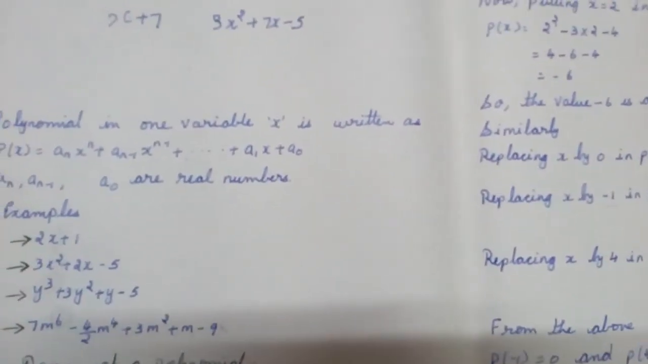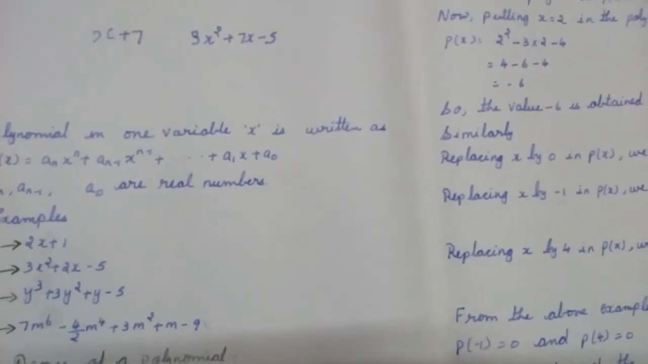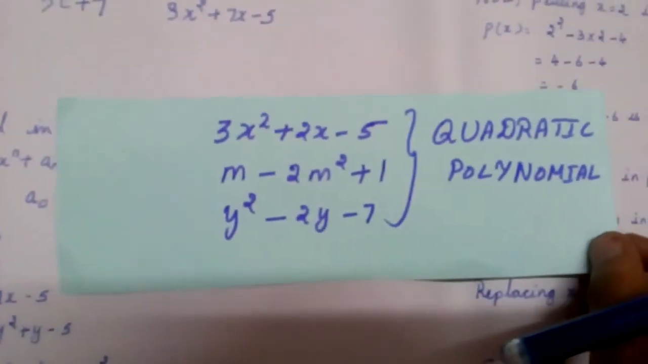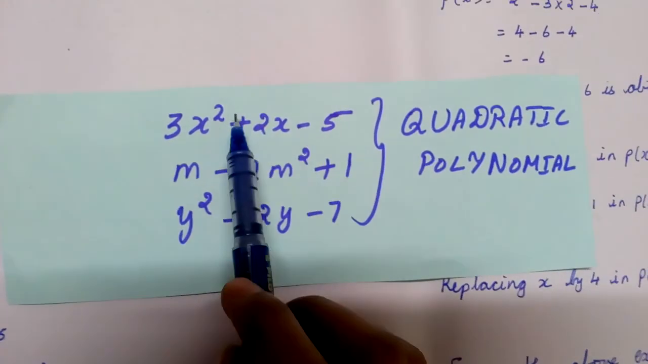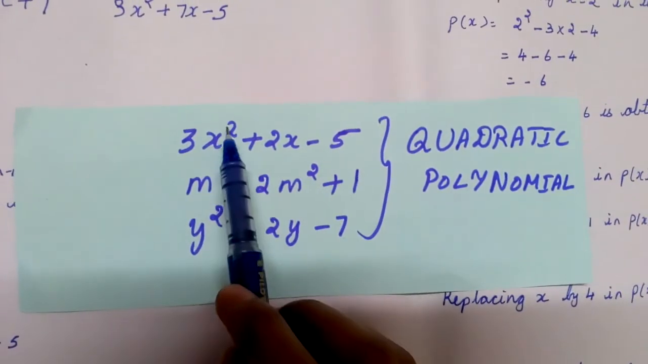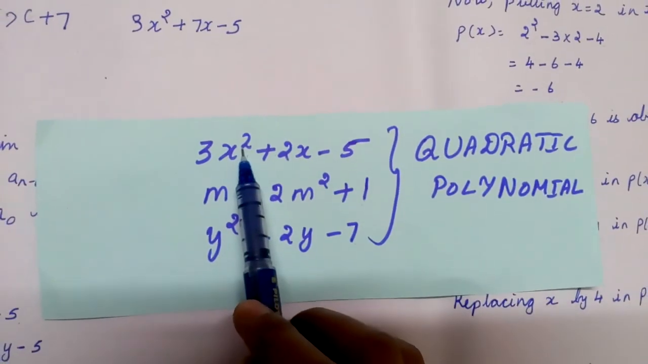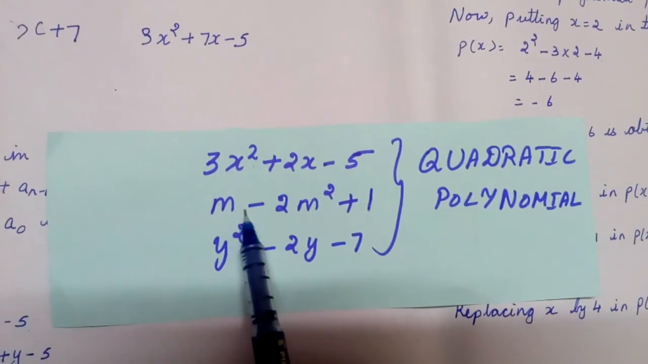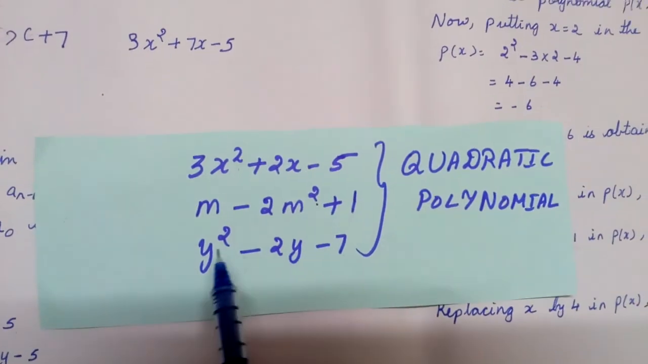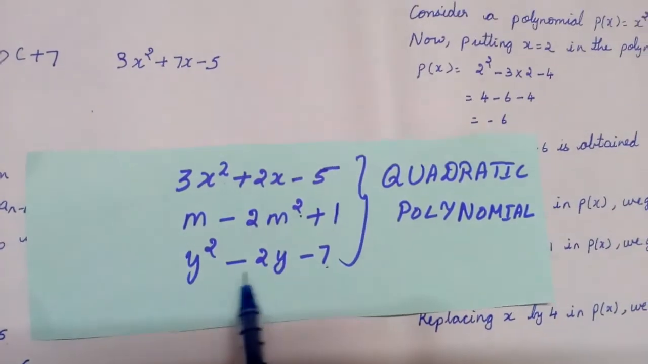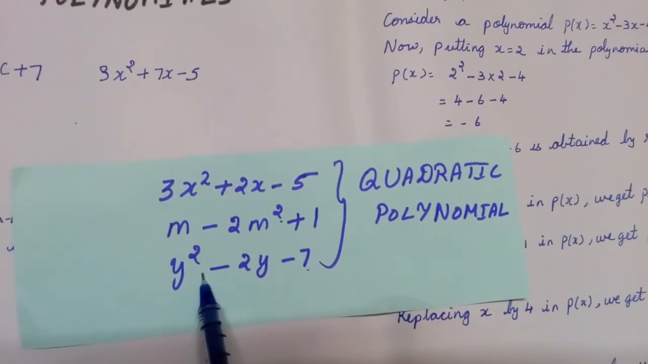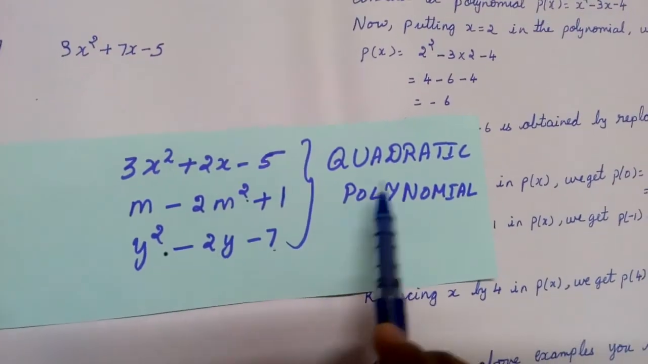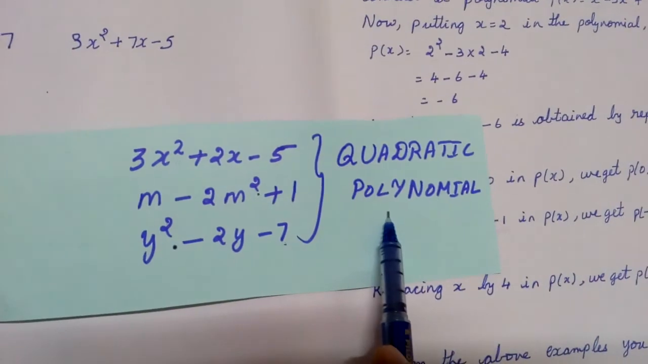Next one, a polynomial whose degree is 2. Let us see some examples. What is it called as? Now, you can see here the degree of this polynomial here is 2. So, what is degree? The highest power of the variable in the polynomial. Here, the degree is 2. In this expression also the degree is 2. So a polynomial whose degree is 2 is called as a quadratic polynomial.